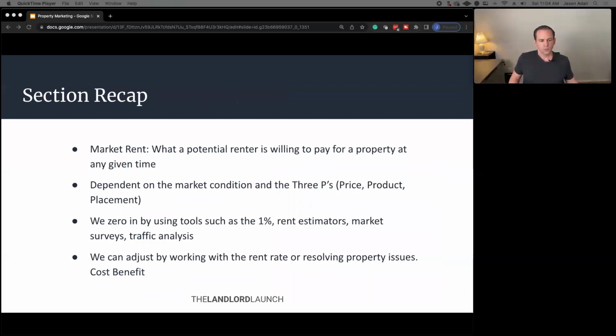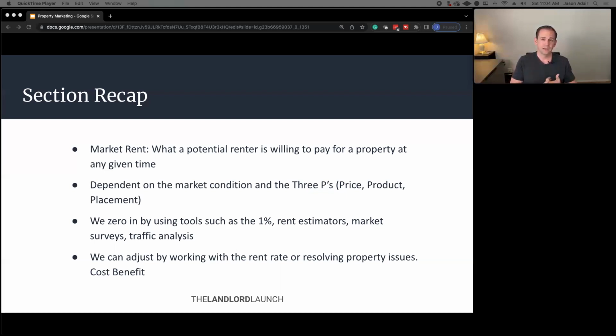Okay, so quick section recap here as we've been talking about market rent. Market rent, again, is what a potential renter is willing to pay for a property at any given time. And market rent and price, I've been kind of using a little interchangeably, because there is the market rent and the price as I am using it here, I also kind of incorporate what those other fees are.